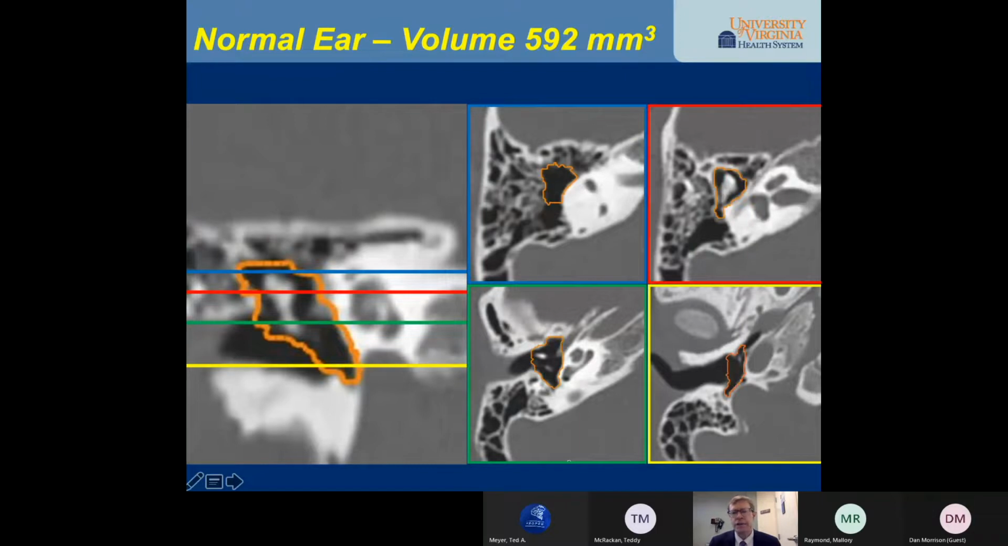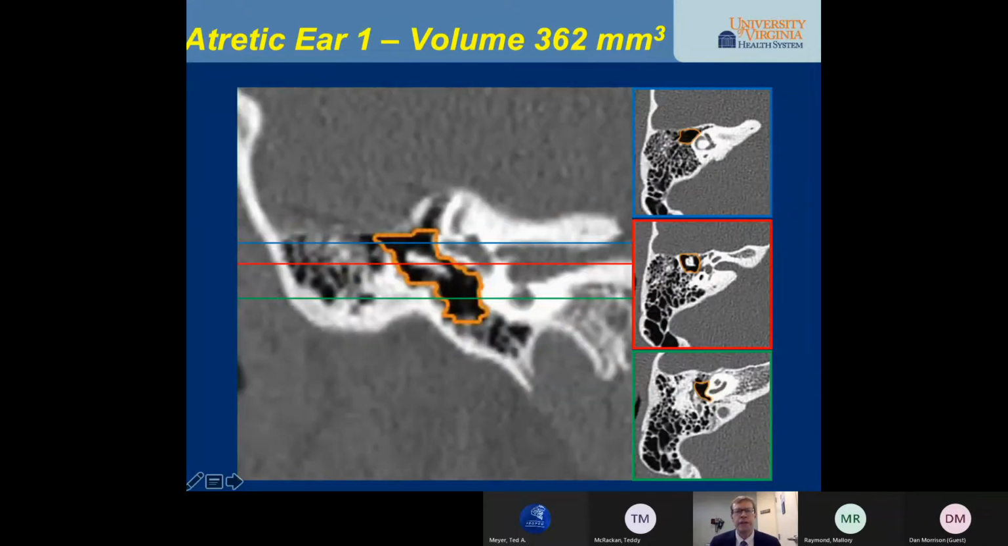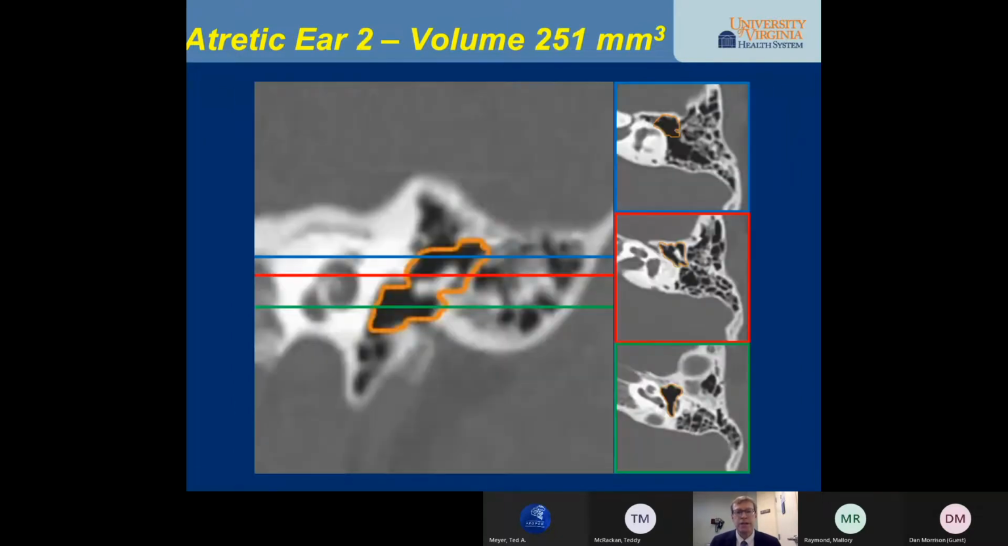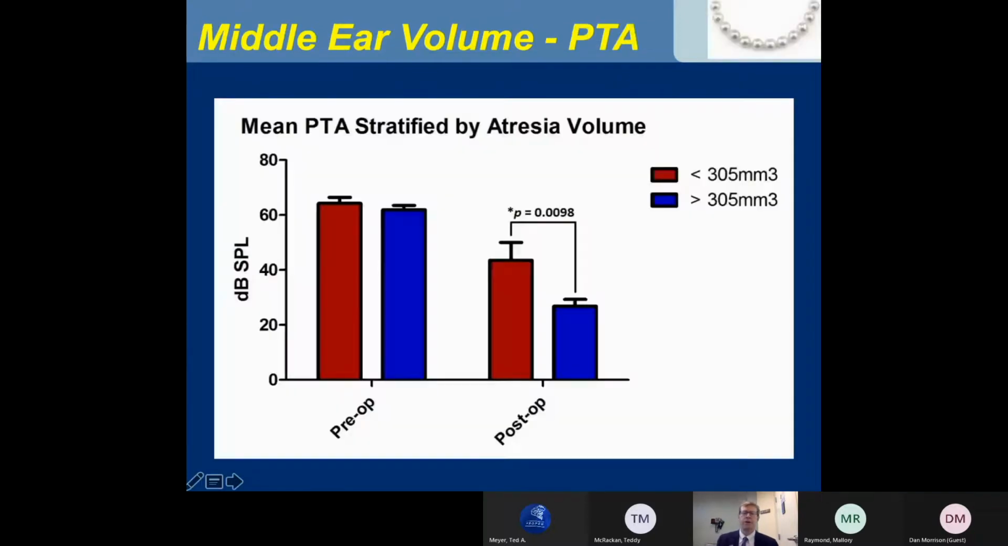And through a number of axial cuts, we can get the volume. This volume was about 600 cubic millimeters. And here's atretic ear 1, where the volume was a little bit more than half of that, and you can see how the middle ear volume is a little bit smaller or more constricted. Here's atretic ear 2 with a really tight middle ear volume. So you can see we left out the air cells and we just took the volume of the middle ear space with this segmentation protocol.